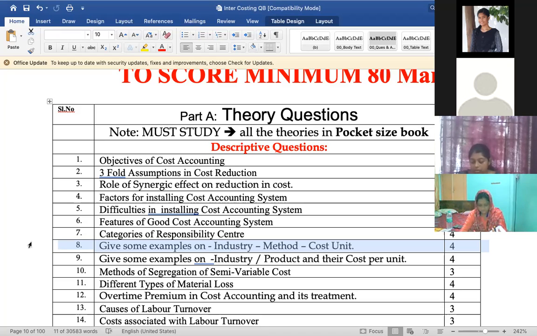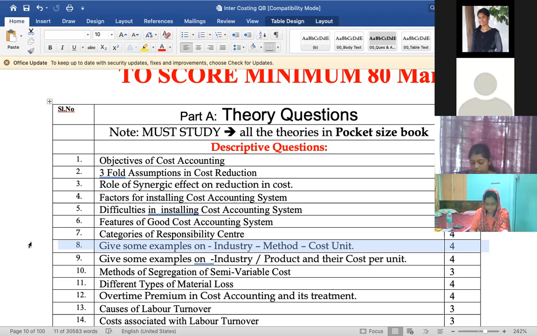Bridge construction, contract costing. Interior decoration, job costing. Advertisement, cost unit. Very good. Furniture, cost unit. Sugar, process costing, cost unit per ton or per quintal. Okay, so process costing, cost per unit. Pharmaceutical company, cost unit. Real estate, contract costing, cost unit.